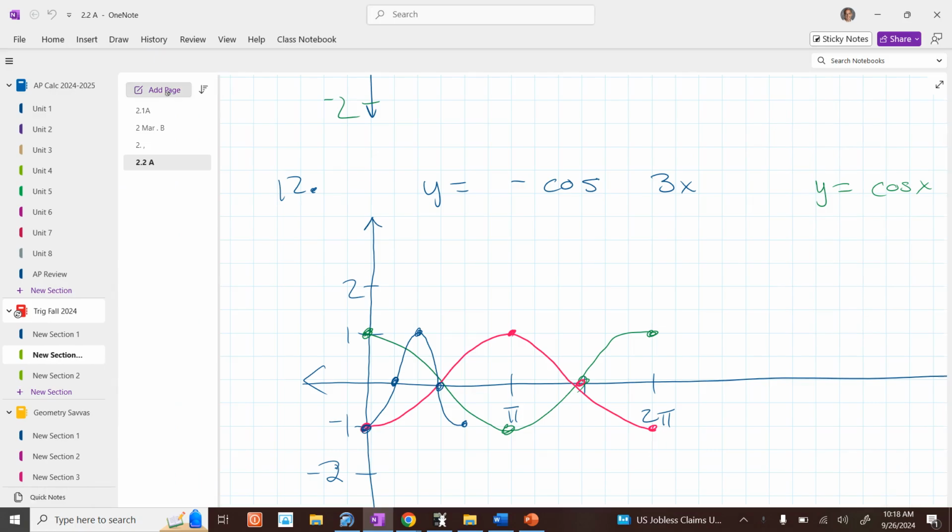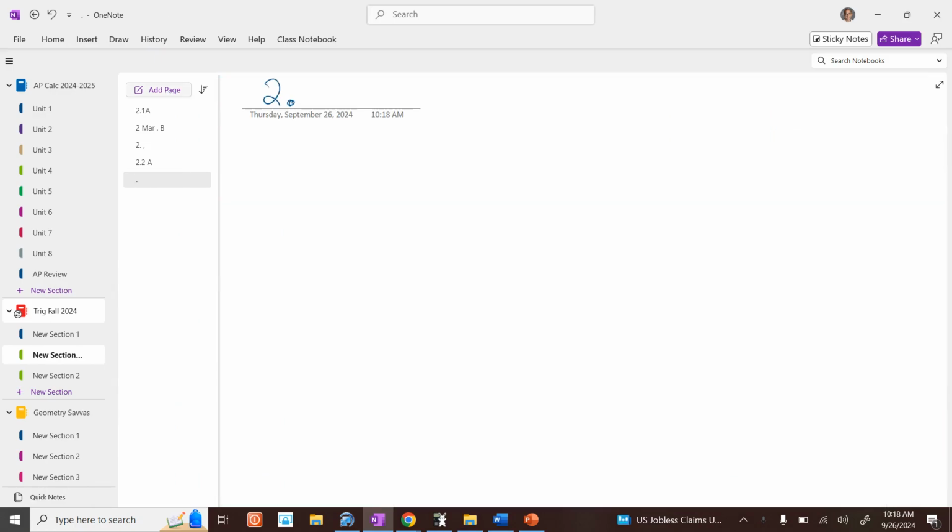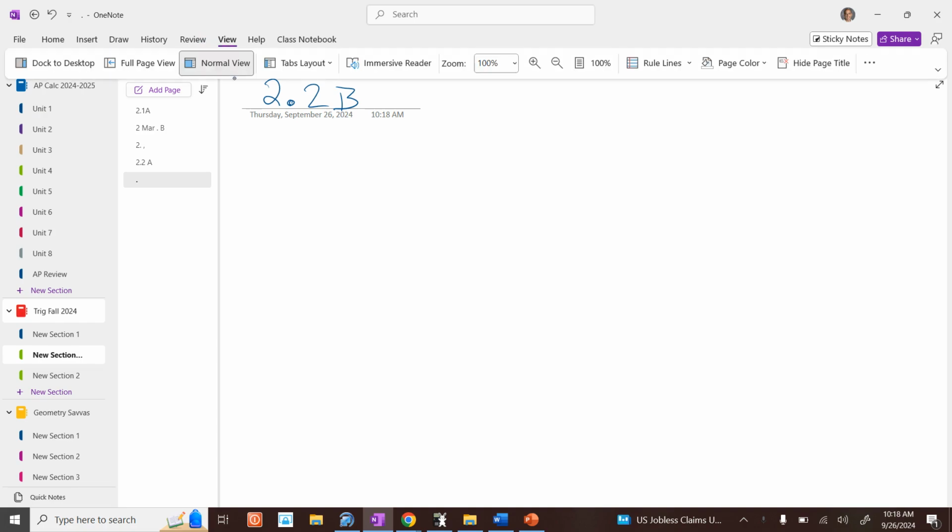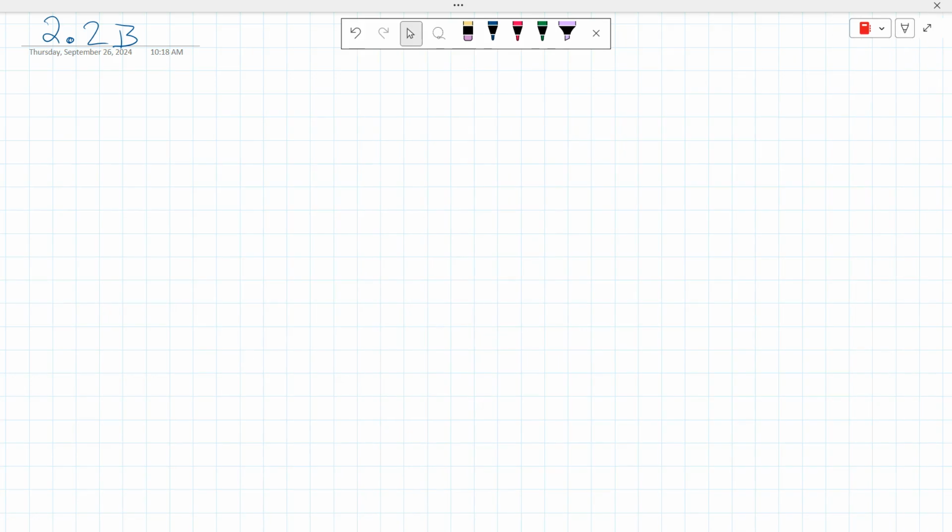All right, so we're now going to go to 2.2b. We're just going to add everything else in on this. So this should not be anything that blows your mind, because we've already gone over some of this already. It's just adding period into there. So y equals a sine of b times x minus c plus d. Okay, that's our general format.